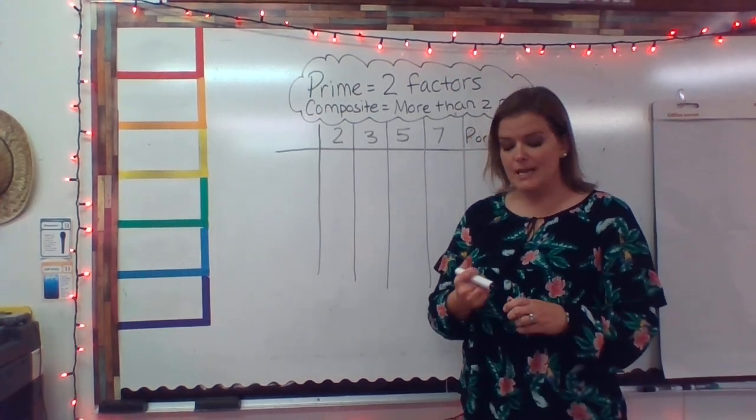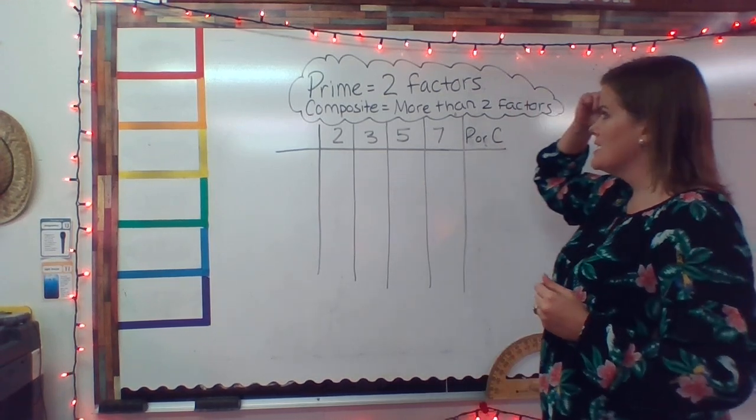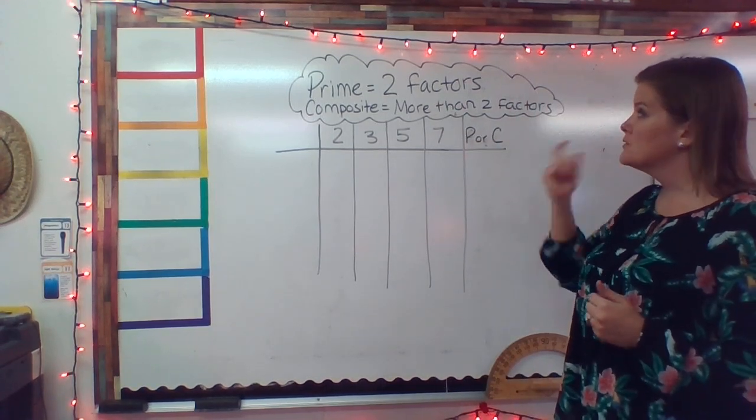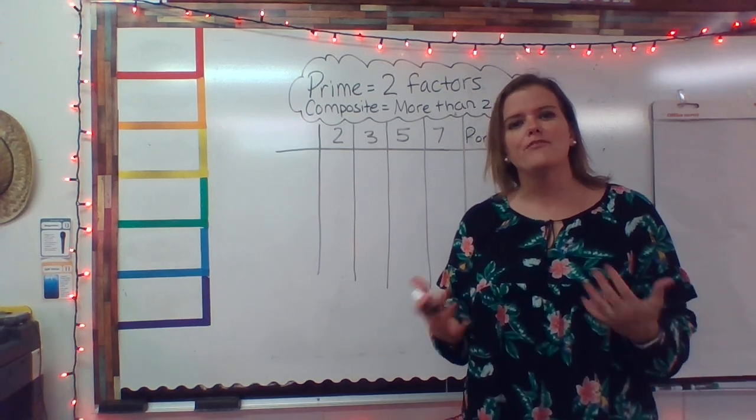Alright guys, so our next topic is prime and composite numbers. So remember, here are the two things we need to remember at the top: a prime number has exactly two factors and a composite has more than two factors. So obviously you have to know what a factor is.